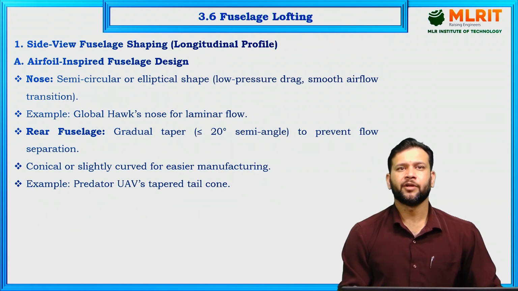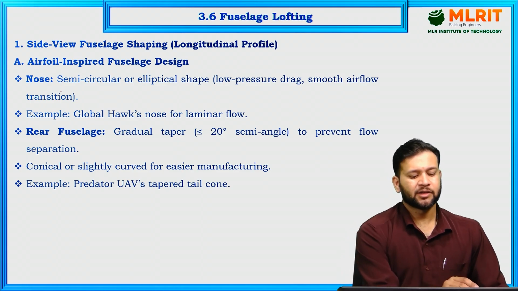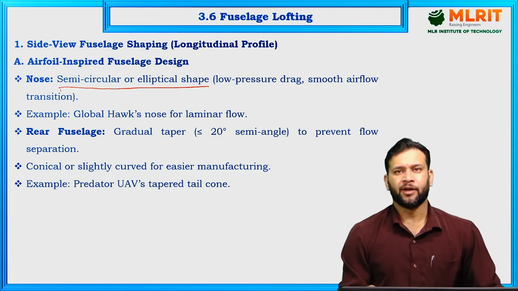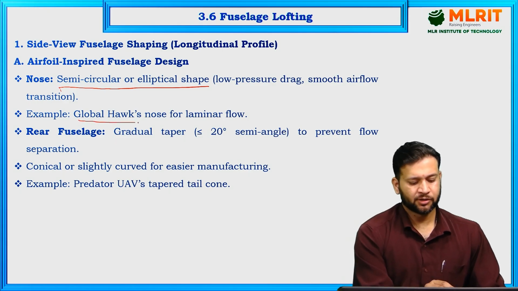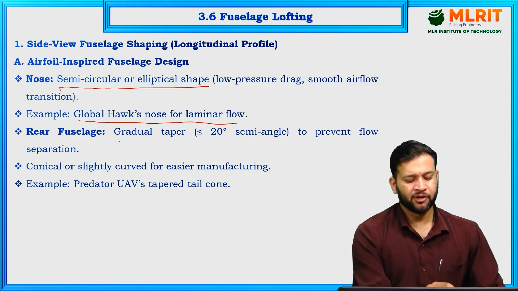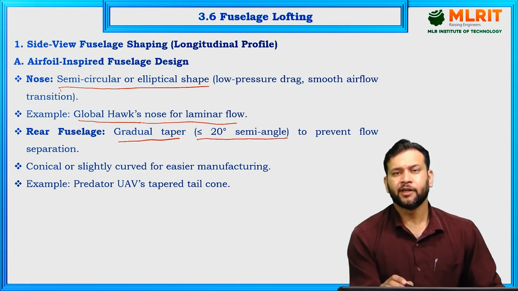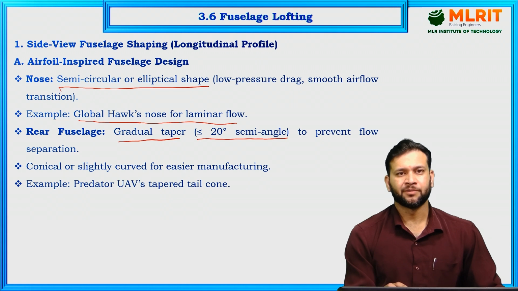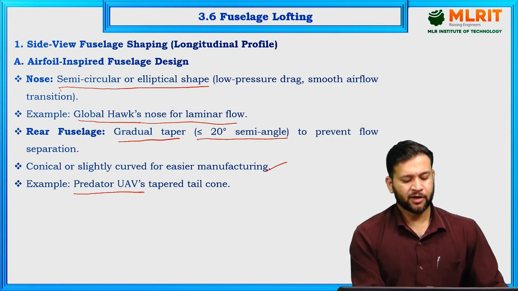Side view fuselage shaping: airfoil-inspired fuselage design, ensuring that a semicircular or elliptical shape for low pressure drag or smooth airflow transition is incorporated. Example, Global Hawk's nose for laminar flow. Rear fuselage: gradual taper of less than or equal to 20 degrees semi-angle to prevent flow separation. Conical or slightly curved for easier manufacturing. Example, Predator unmanned air vehicle's tapered tail cone.